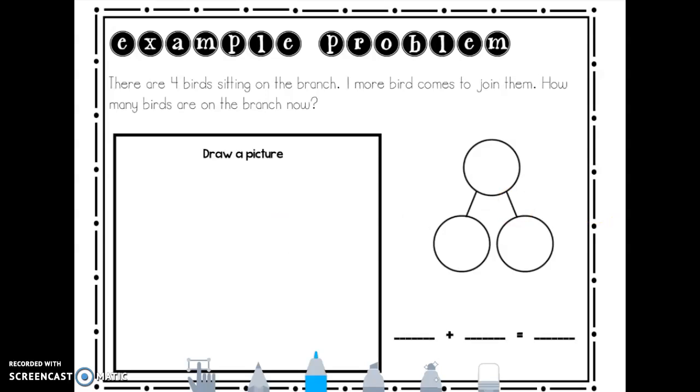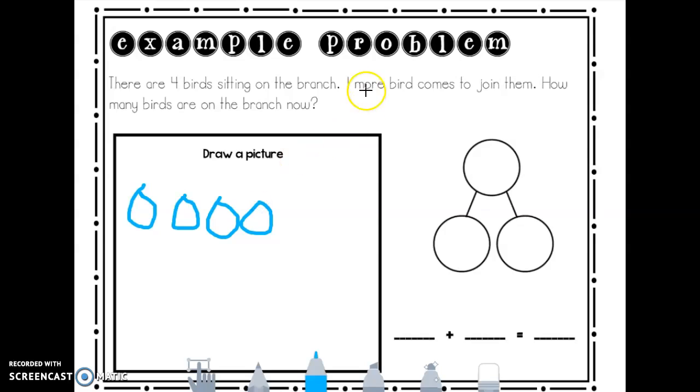Well, I heard that this story was about some birds on a branch. So if I want to, I can actually draw the branch and I can draw some birds, or I can make it easier on myself and just use circles, squares, triangles like we do in class. First, there were 4 birds sitting on the branch. So I'm just going to draw 4 circles for those 4 birds.